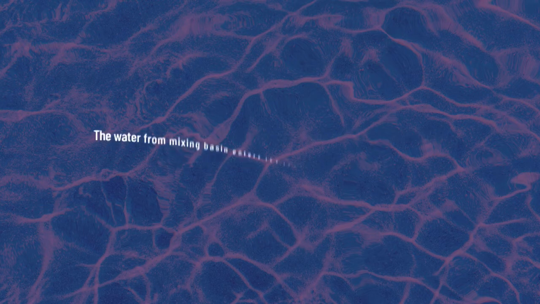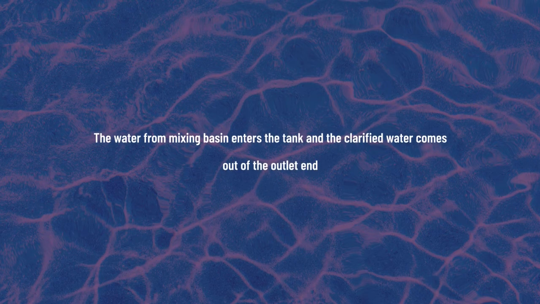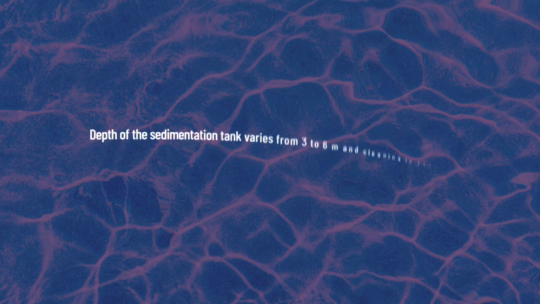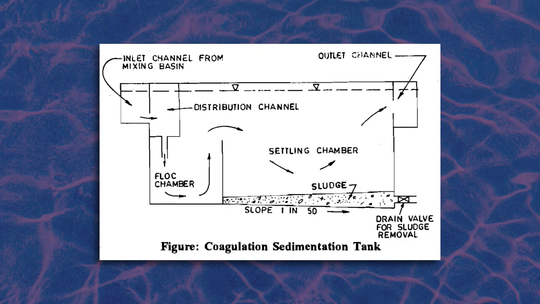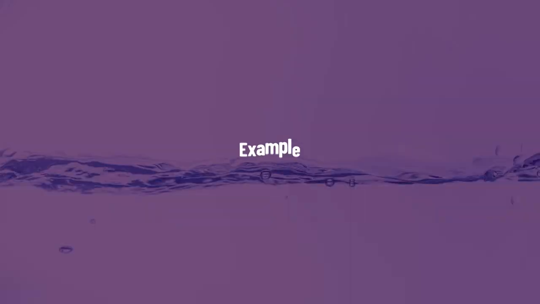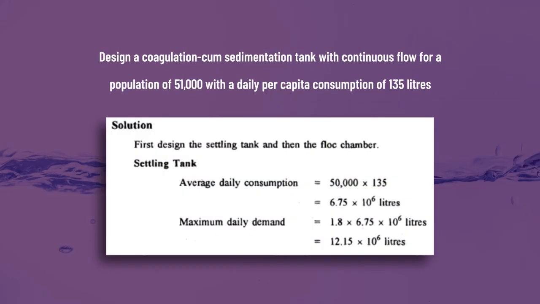hours. The water from the mixing basin enters the tank and the clarified water comes out of the outlet end. Depth of the sedimentation tank varies from 3 to 6 meter and cleaning is done at an interval of around 6 months. Here in the picture, a coagulation plus sedimentation tank is shown. Example on the designing of this coagulation cum sedimentation tank.